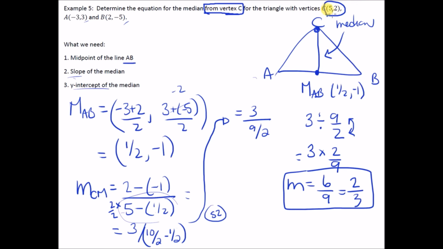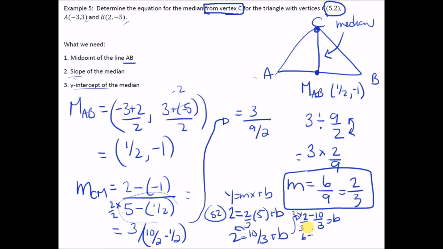I don't really want to deal with the 1/2 again. I'm going to just use C, 5, comma 2. So let's substitute in 2 equals, well, y equals mx plus b. 2 equals 2 over 3 times 5 plus b. Okay, 2 equals 10 over 3 plus b. Bring that over. 2 minus 10 over 3 equals our b. Okay, we need a common denominator. Multiply the top and the bottom by 3. So we get 6 minus 10 over 3 equals b. And then b equals -4 over 3.